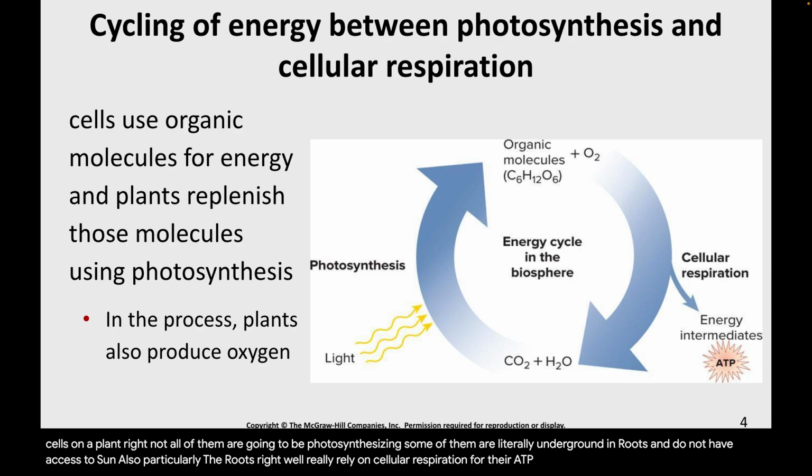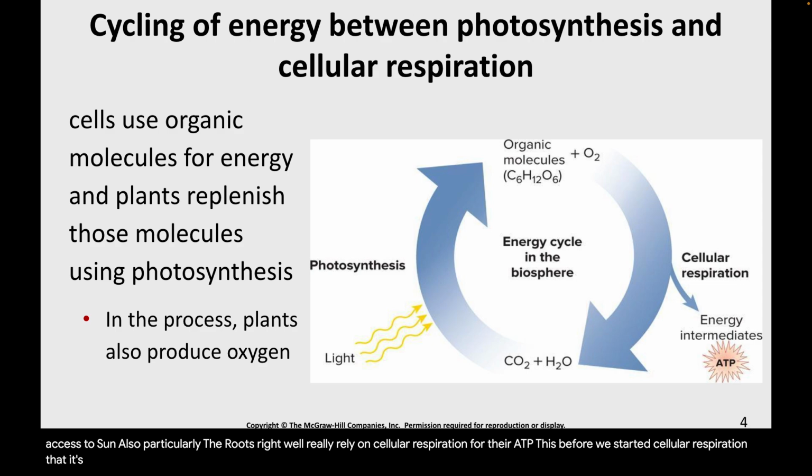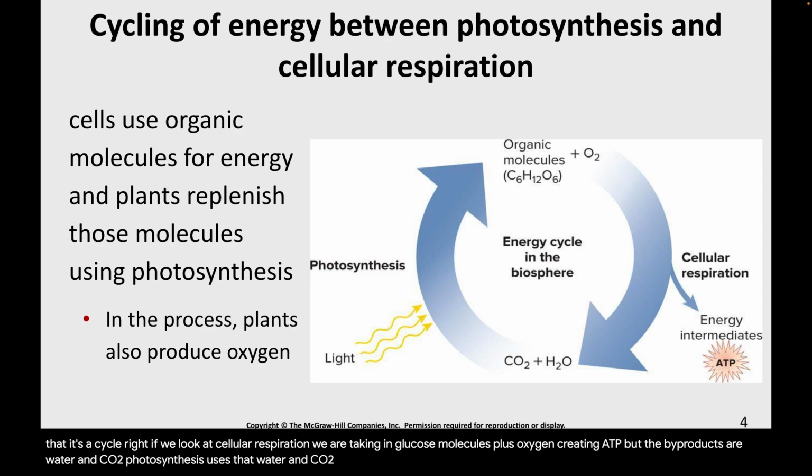All right, so I kind of mentioned this before we started cellular respiration, that it's a cycle, right? If we look at cellular respiration, we are taking in glucose molecules plus oxygen, creating ATP, but the byproducts are water and CO2, right? Photosynthesis uses that water and CO2 to produce organic molecules like glucose, right? So it's a cycle. They kind of switch between both of them here. They play in really nicely with one another.